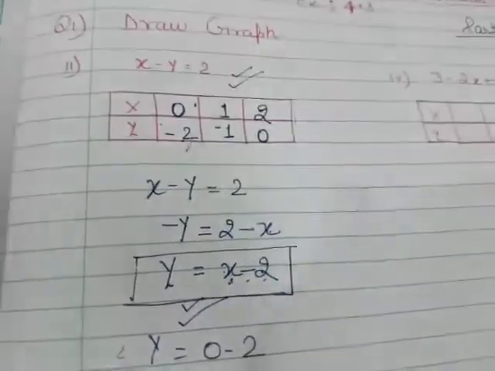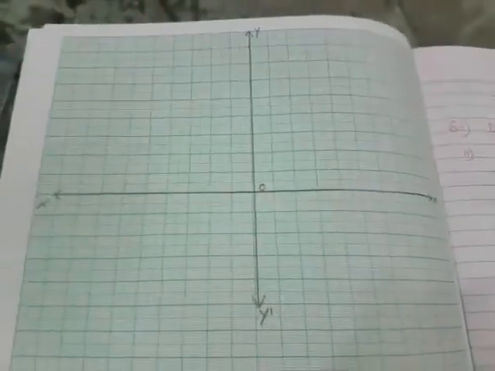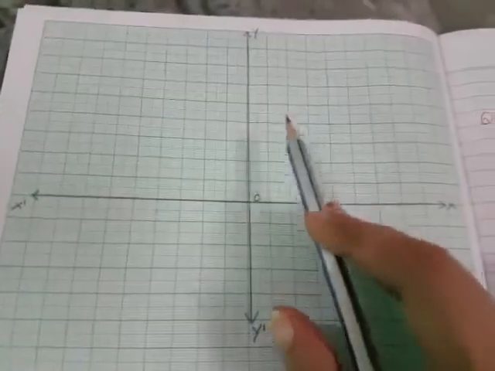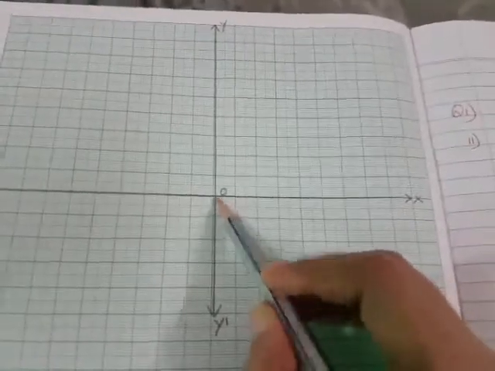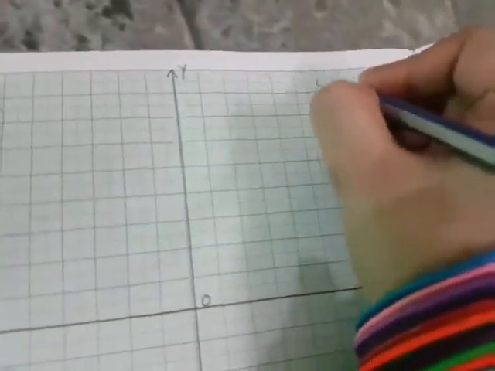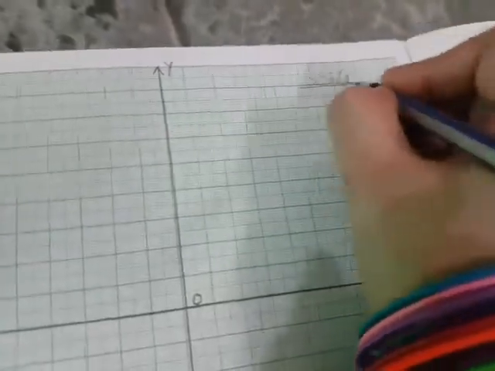Now start drawing the graph. For the graph I have already drawn the axes. You can see here the x axis and y axis, origin 0, x dash, y dash. Before plotting these points, first we will write the scale here. Okay, it's mandatory to write the scale here.